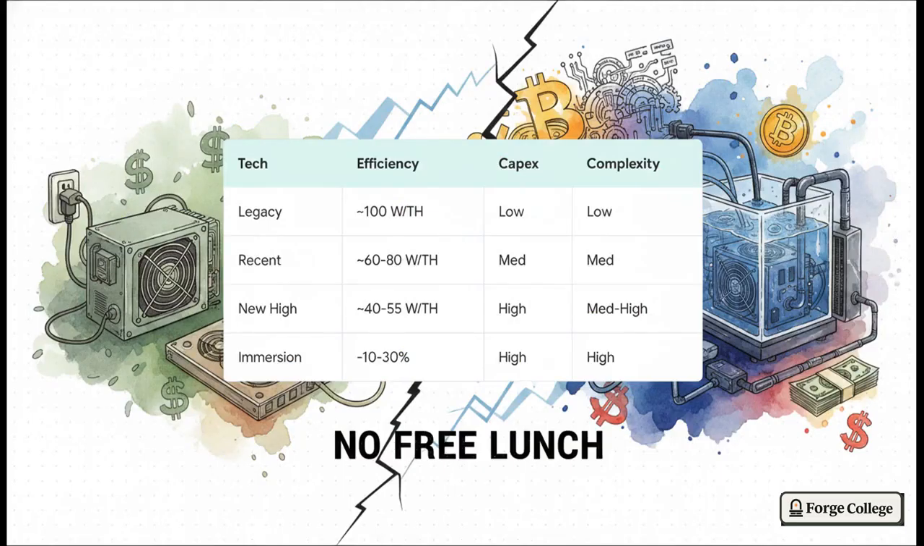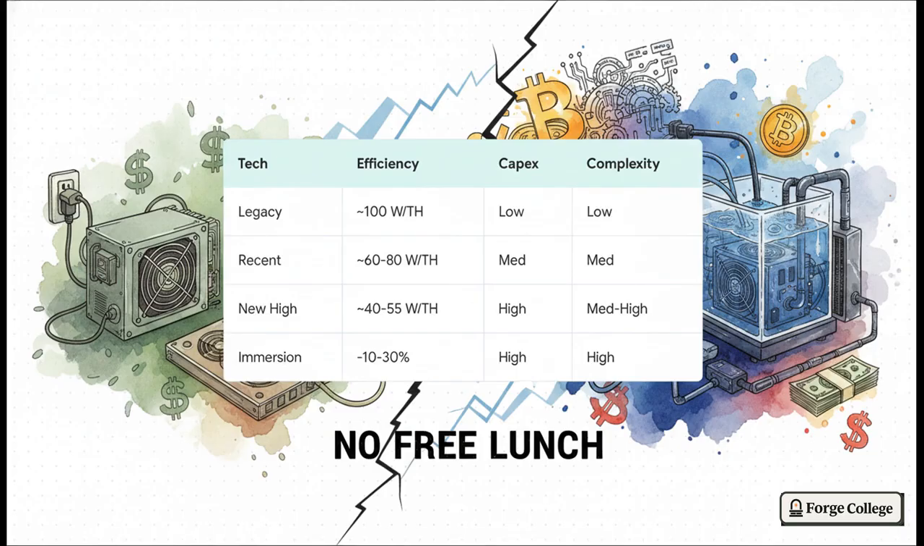So if we pull back and map all this out, the overarching theme here is trade-offs. Look at a legacy ASIC. It's super cheap to buy, incredibly simple to plug in, but the efficiency is just terrible. On the flip side, a brand new, high-efficiency ASIC completely submerged in immersion cooling gives you incredible, jaw-dropping efficiency, but your CapEx and your deployment complexity just go absolutely through the roof.